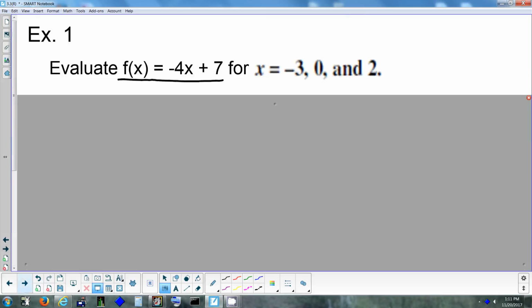Will, you think you got it? No? Noah? f of x equals negative 4x plus 7. Yes, f of x equals negative 4x plus 7. I was going to say that.